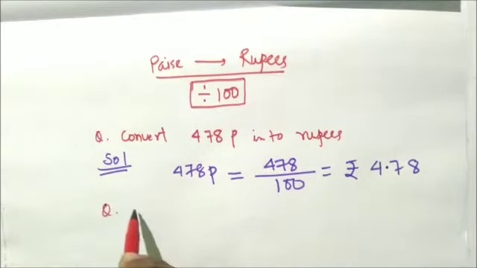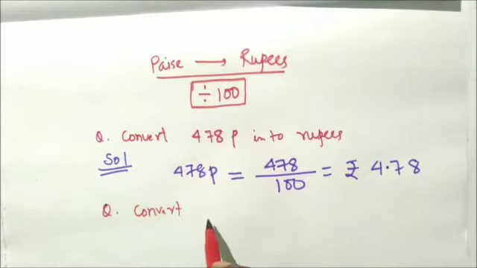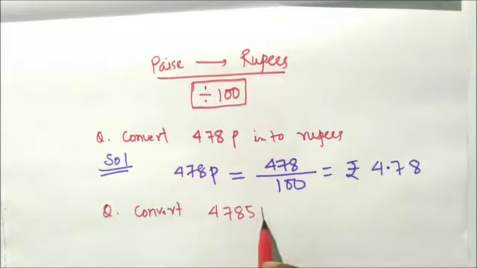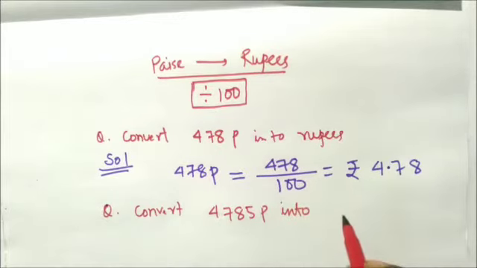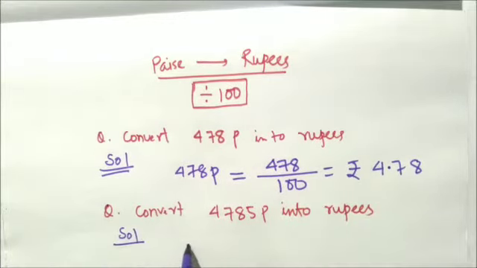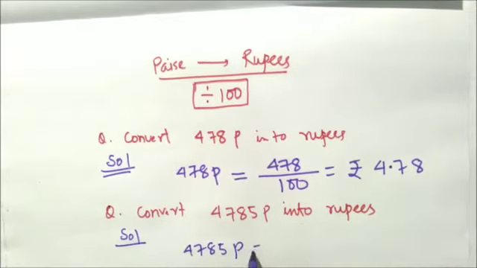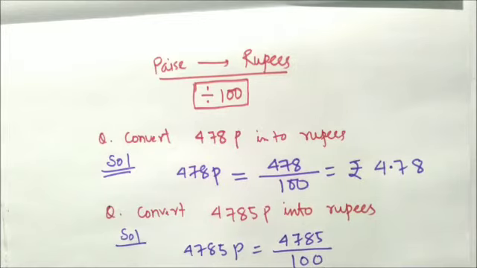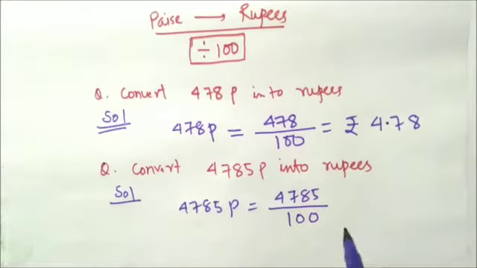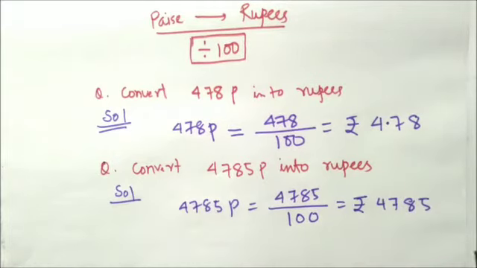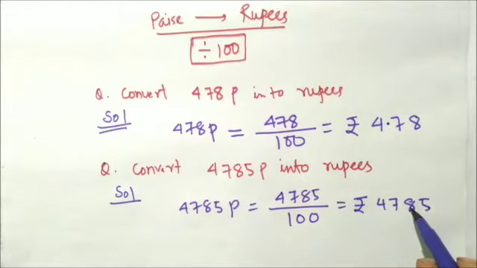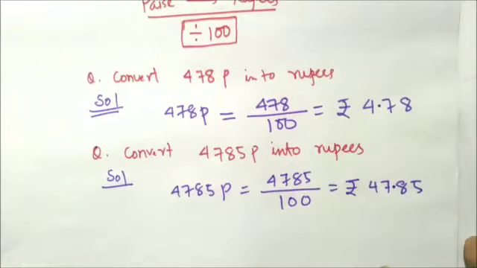Suppose you have to convert 4785 paisa into rupees. So 4785 paisa, 4785 divided by 100. Okay, in rupees, first we write the numbers, and after that we count how many places we need to count. 2 zeros, 2 places, 1, 2 places we counted, and here we place the decimal point. Okay, till here the thing is clear. Till here we have learned.